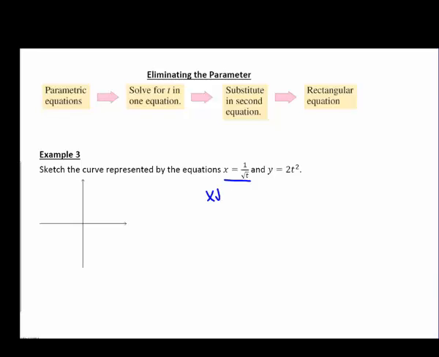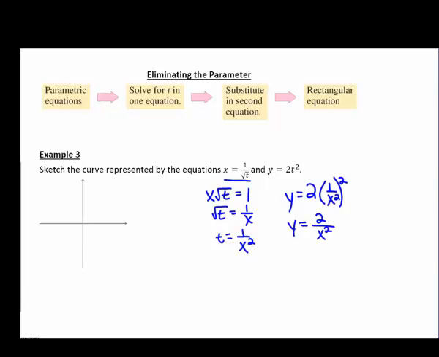So that becomes x square root of t equals 1. So then the square root of t equals 1 over x. Then I square both sides, so t equals 1 over x squared. Okay, so then what I can do is I can take that 1 over x squared and plug that in for t in the other equation. So there's my 1 over x squared, and then remember that t was squared, so I'm squaring the whole thing. So to simplify that, that becomes 2 over x to the 4th.